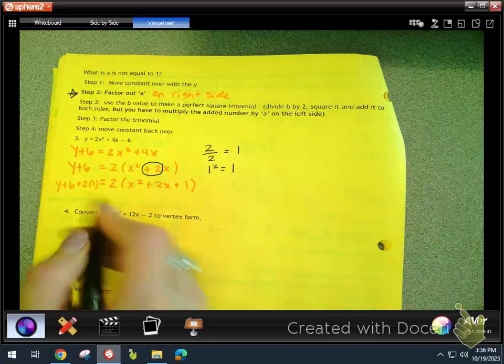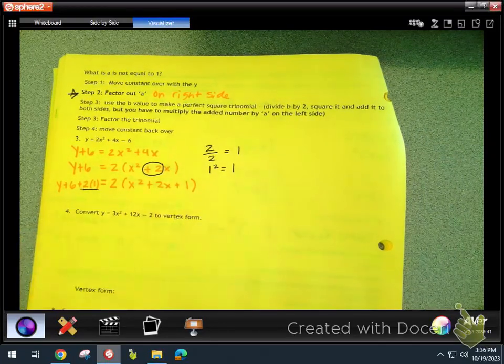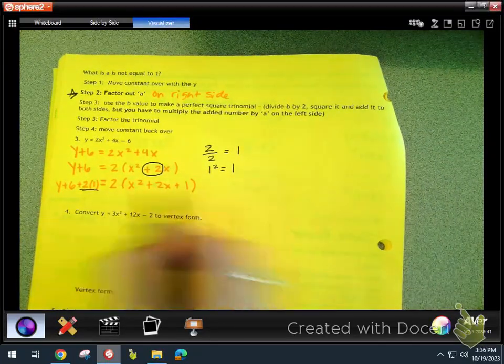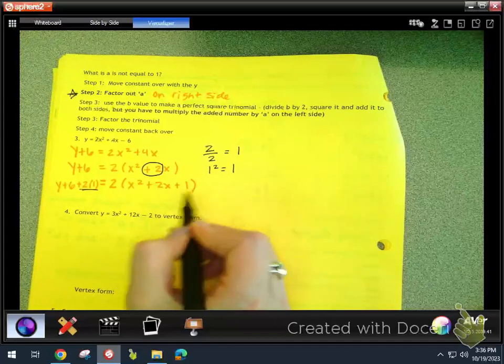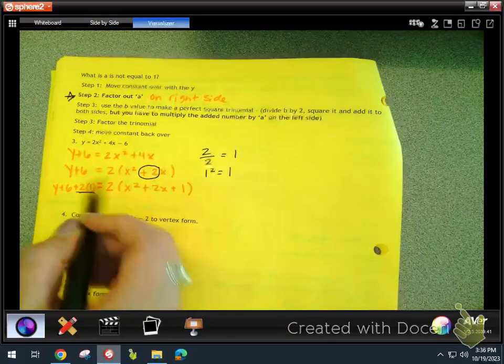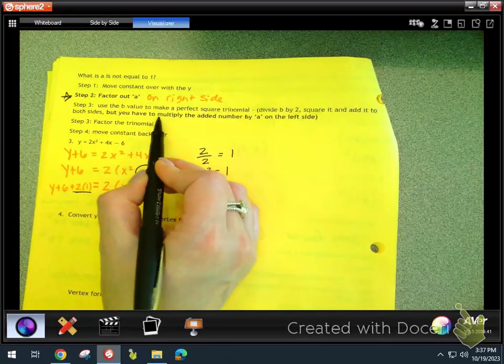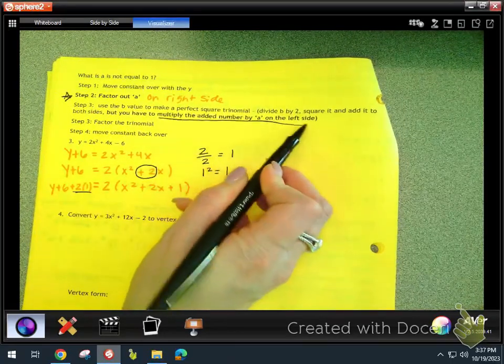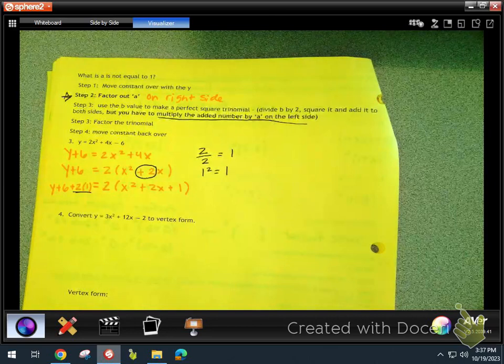This is what people mess up on right here. They take the a out, they do all of this right, they put it on this side right, but they don't remember to, what does it say in bold? Multiply the added number by the a as well. So I have something that I do, I'm going to show you on number 5, that I think kind of helps people remember to do that. But that's the kicker. After that, everything else is the same.